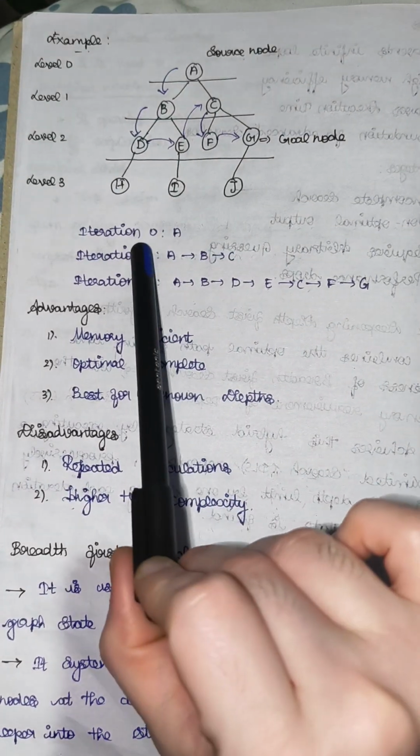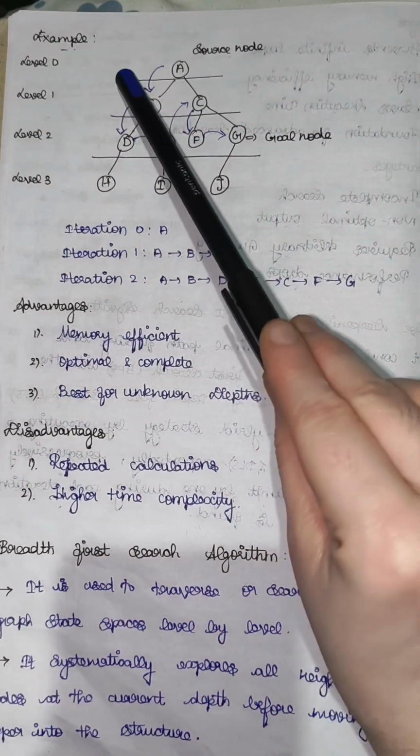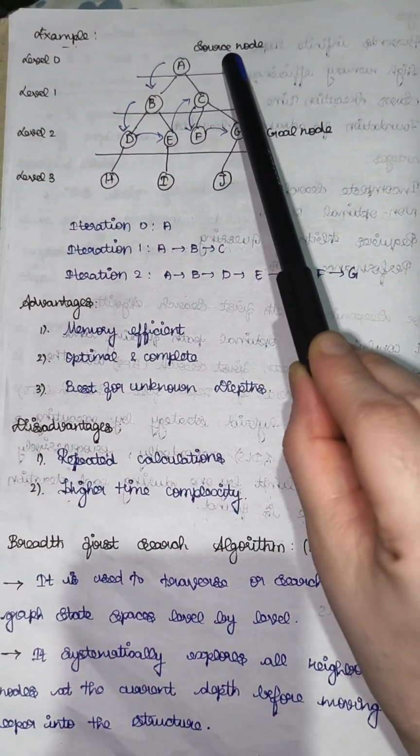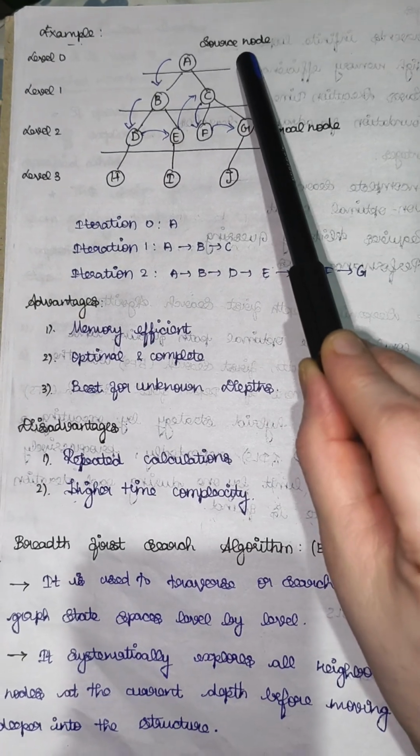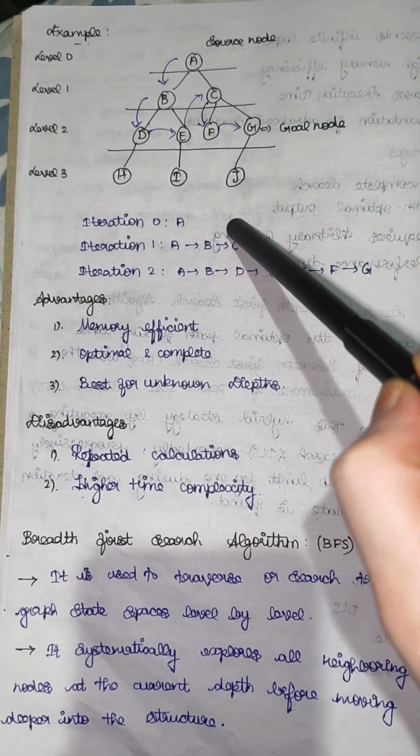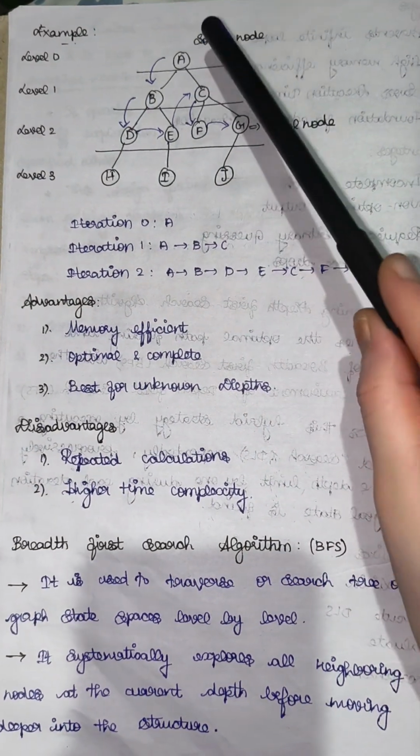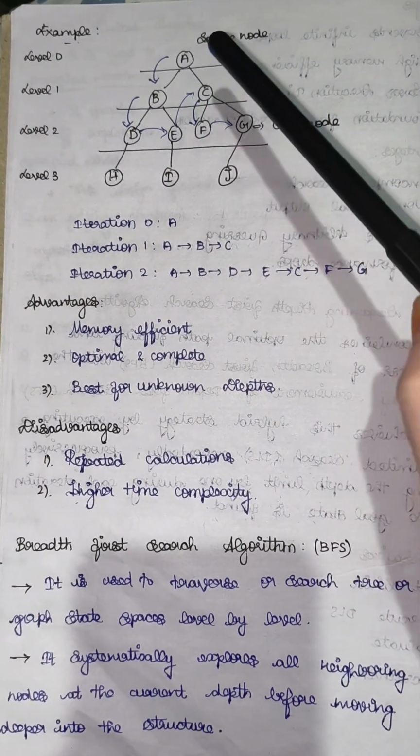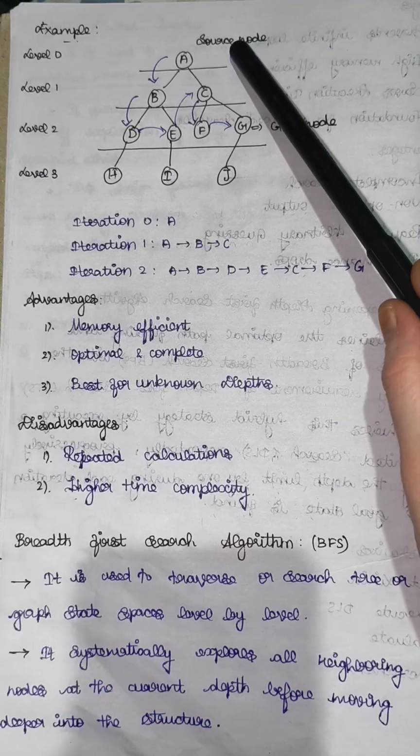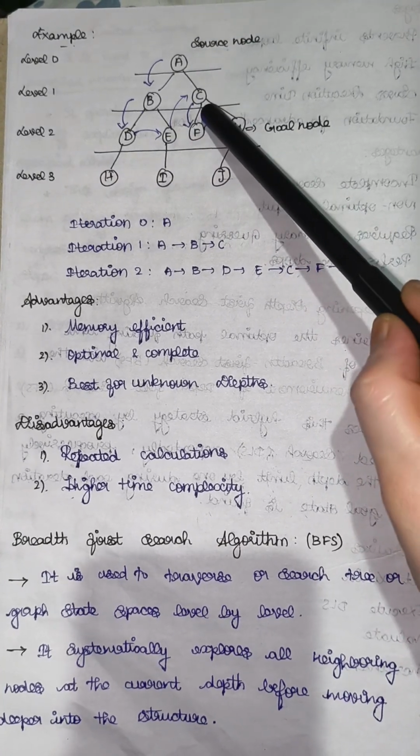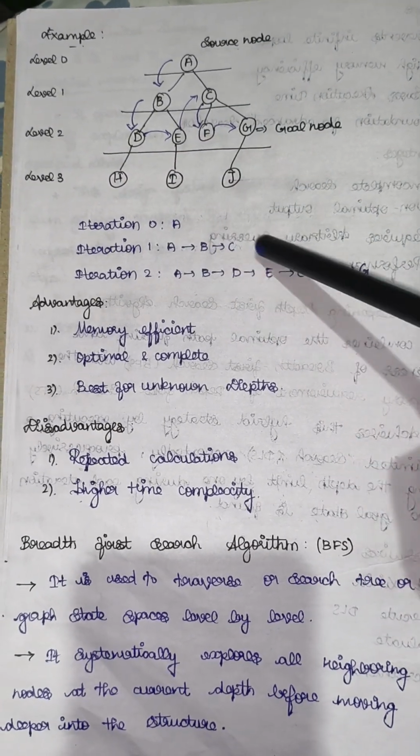First let us take iteration 0. In iteration 0, we have to consider only level 0. In level 0, we have only the source node, so I am writing the source node A. In iteration 1, we have to consider both level 0 and level 1. In level 0 we have A, and in level 1 we have B and C. So I am writing A, B and C.